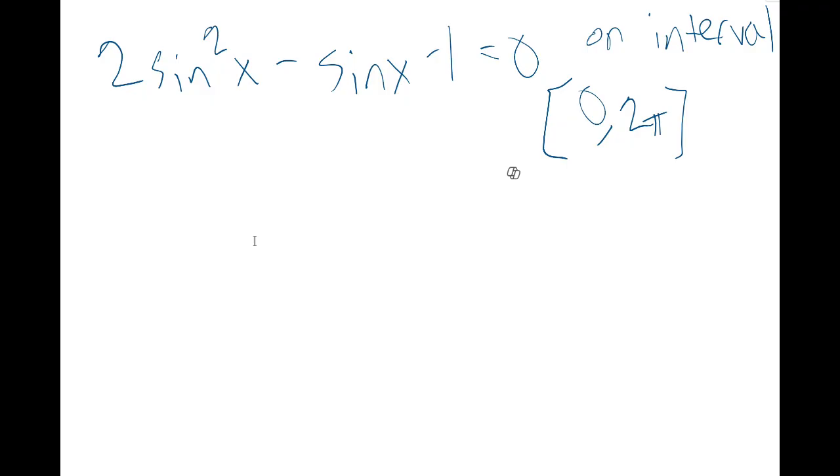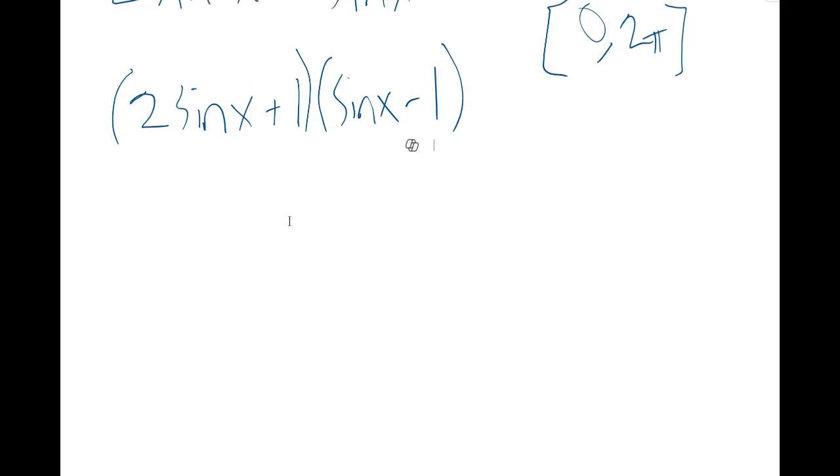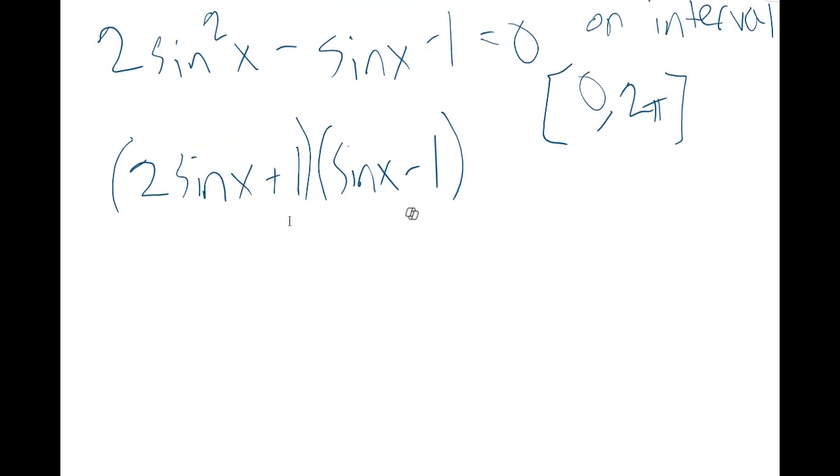Looking at this problem, all it really is is factoring. It ends up breaking down into two pieces. The first is 2 sine x plus 1, and the second one is sine x minus 1. If you were to FOIL that all out, you would end up getting the above term: 2 sine squared x minus sine x minus 1.